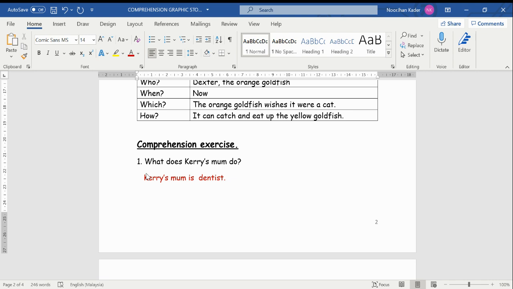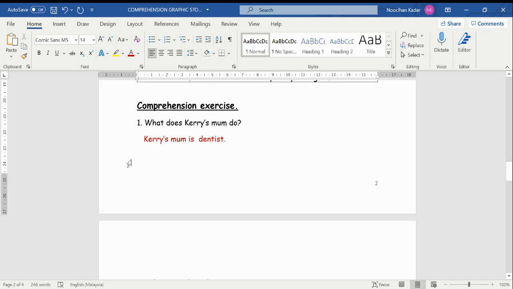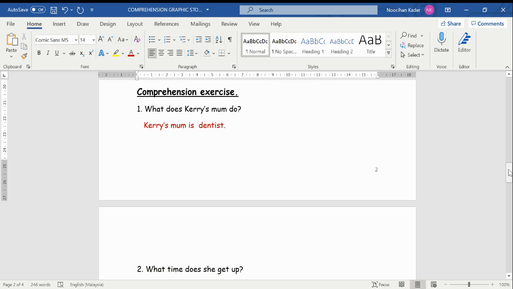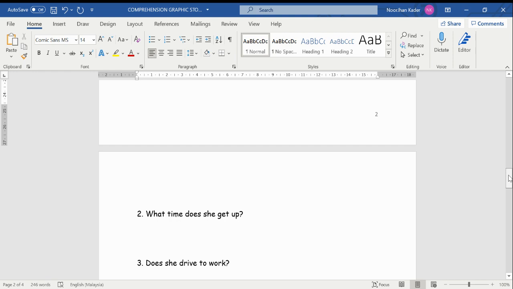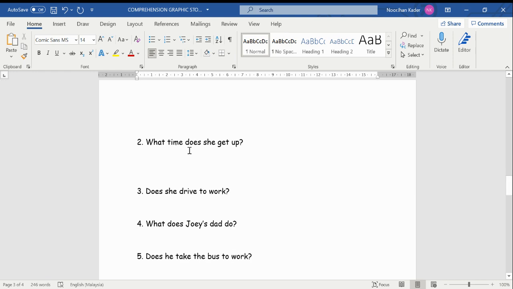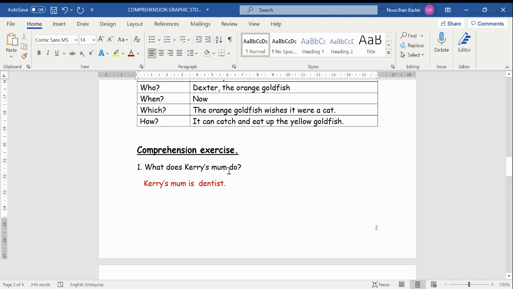I'm using the red font so that it will be easy for you to see. But you shouldn't write in red pencil, please write in pencil. Or if you're using a pen, write with a pen. Okay, number 2. What time does she get up? Just now it was, what does Carrie's mom do?